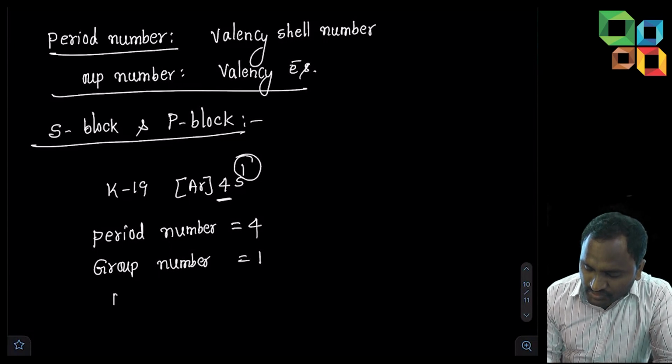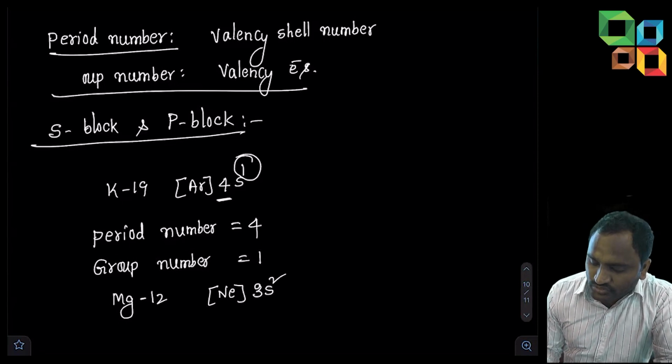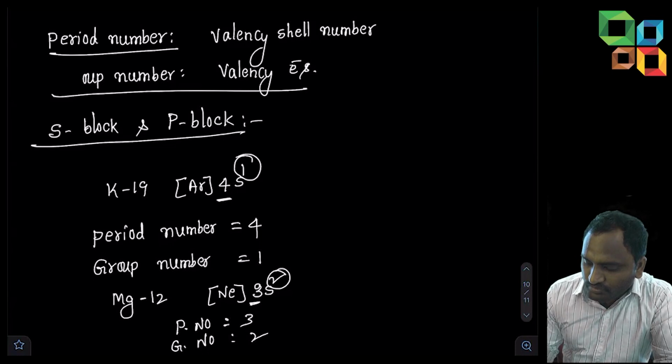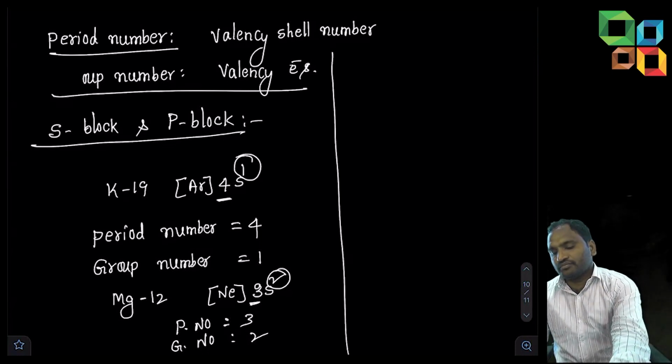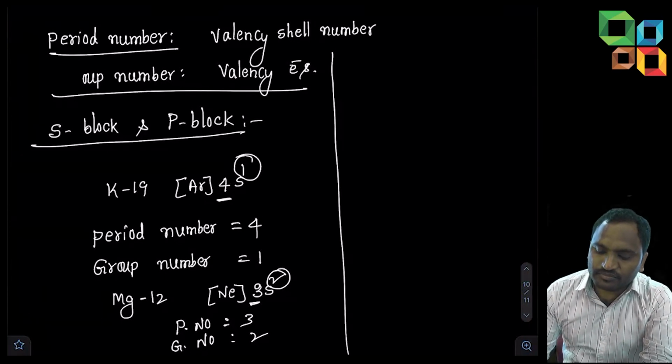Like this, magnesium. Atomic number 12. We have to take the nearest noble gas, neon, then 3s. So the third shell is the last shell. So period number is 3, and the number of valence electrons in that is 2. So magnesium belongs to group number 2 and period number 3. Understood, students? Like this, you can find out.